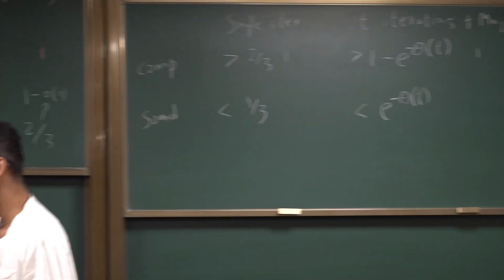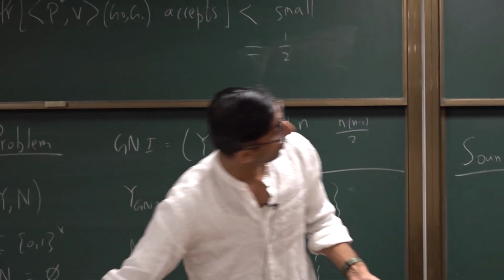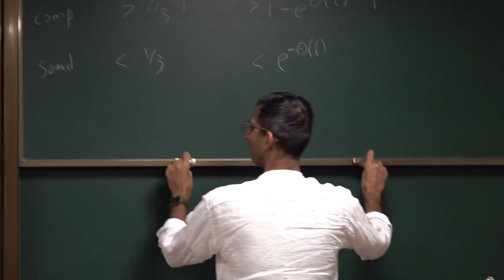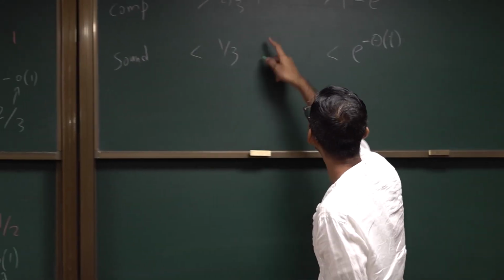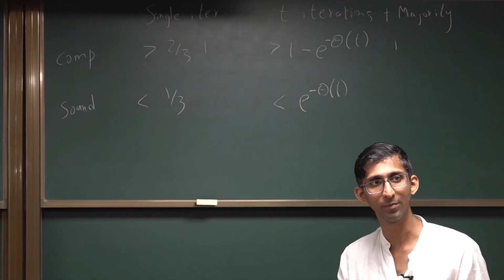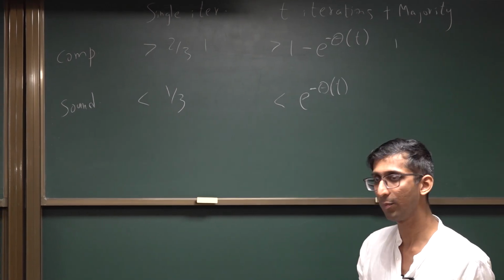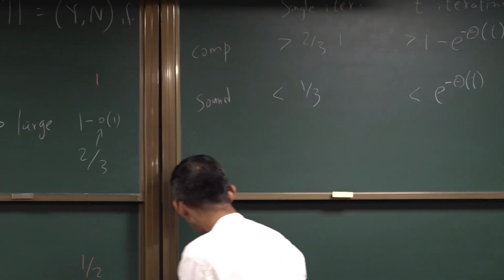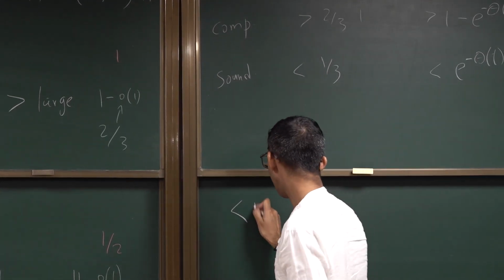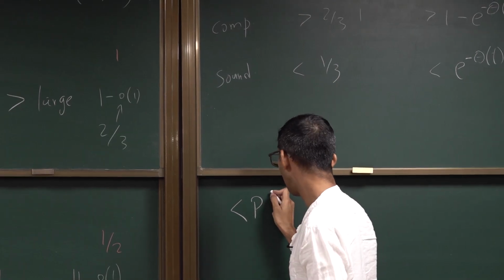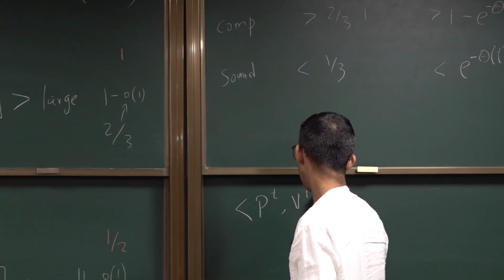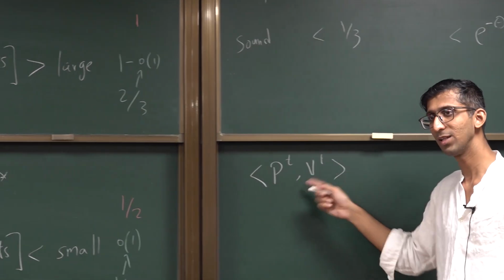Let's even start with a simpler approach. If you have perfect completeness, then you know that you can do something simpler. So if you have 1 over here, then you don't even need to take the majority. You can just ask that every single iteration passes. So I start with an interactive proof. I'm going to describe this new interactive proof system, which I will call p to the t and v to the t. I'm not actually doing any arithmetic operation here. This is just my notation.